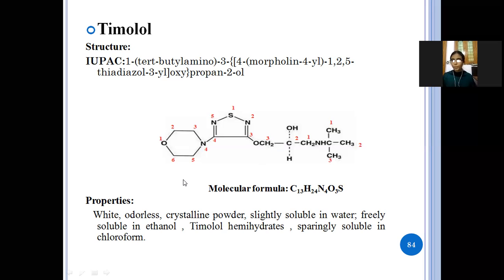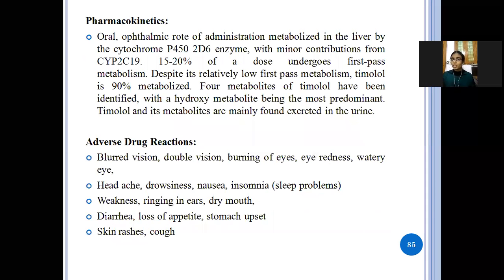Next, properties: it is a white, odorless, crystalline powder, slightly soluble in water, freely soluble in ethanol. And if it is in the hemihydrate form, it is sparingly soluble in chloroform. Pharmacokinetics: it is oral and ophthalmic route of administration, meaning it can also be applied on the eye. Ophthalmic means eye. It is metabolized in the liver using the cytochrome enzyme CYP2C19, and it undergoes first pass metabolism.